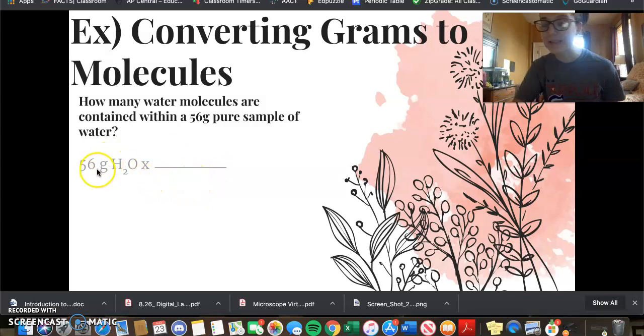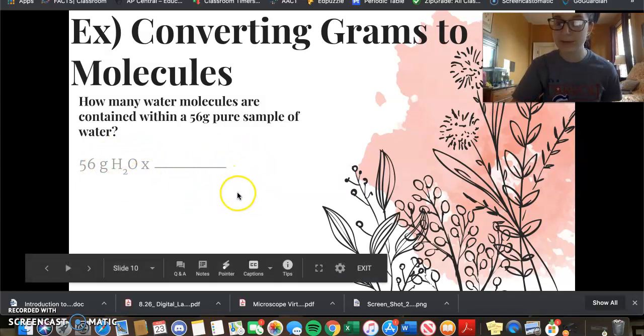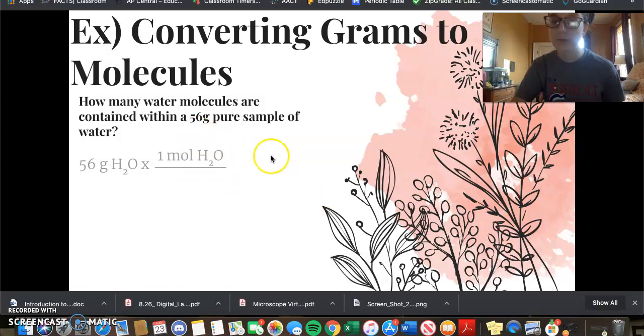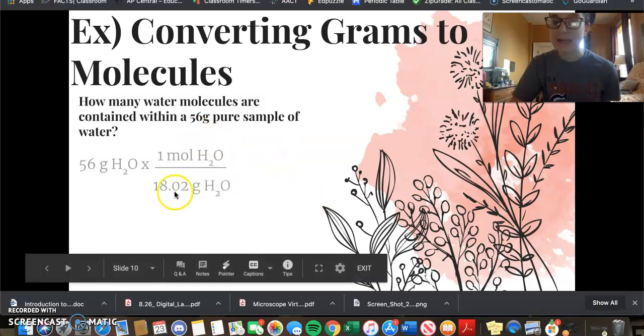Here I'm going to want to be canceling out grams. So I'm actually going to be dividing by molar mass. We want grams in the denominator and moles on top. So 1 mole of H2O weighs out 18.02 grams of H2O. So that gives me my number of moles.